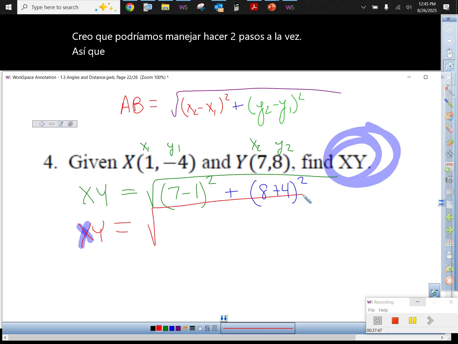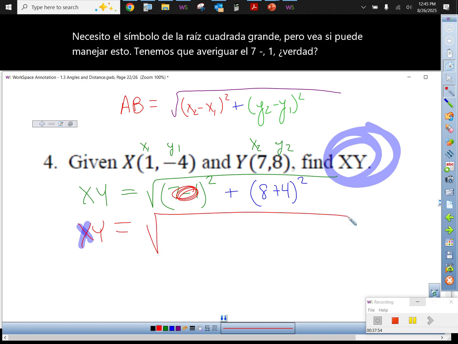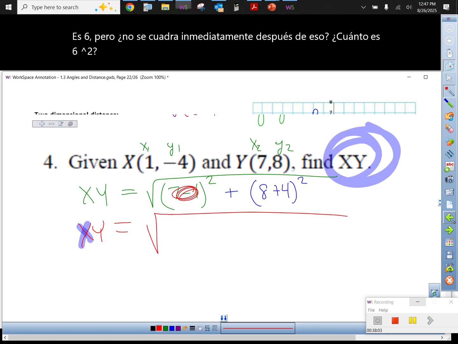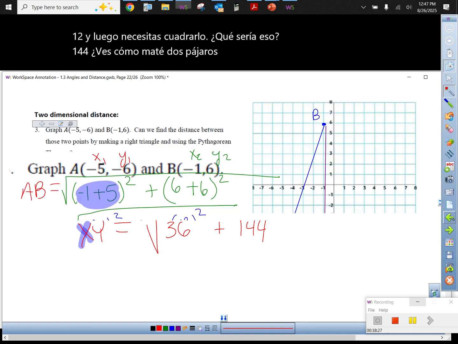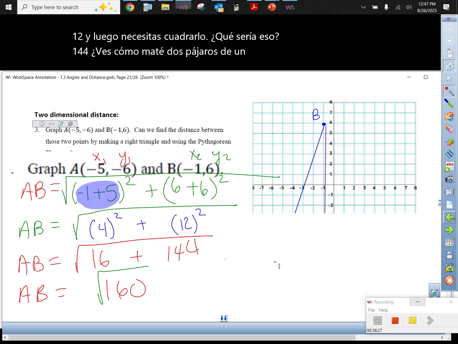We have to figure out the 7 minus 1, right? How much is 7 minus 1? It is 6. But then doesn't it immediately get squared right after that? What is 6 squared? I'm totally cool if you just go straight to 36 right there. You figured out it was 6, and then you squared it. Plus 8 plus 4 is how much? 12, and then you need to square it. What would that be? 144. Do you see how I killed 2 birds with 1 stone right there? If you don't like it, you can go back and put this and this right here.